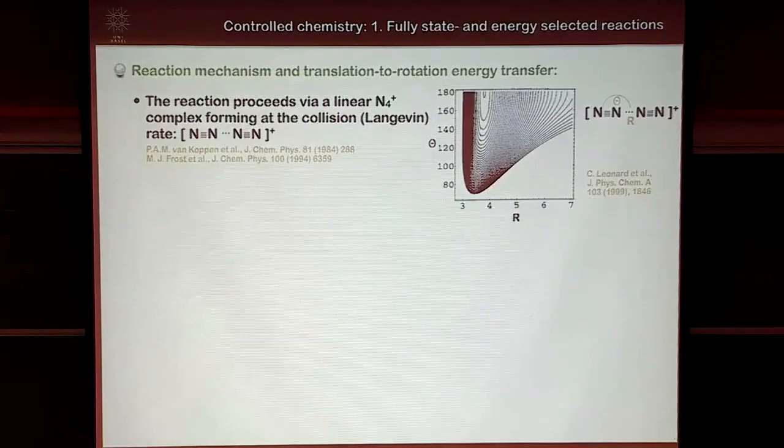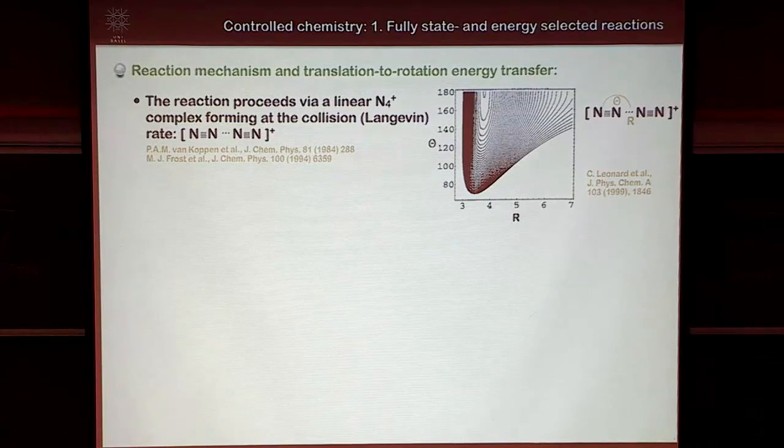So how can one understand this? On first sight, this might look a bit puzzling if one knows a bit about the background of this reaction, because it has been known that this reaction proceeds via a linear N4+ reaction complex. So our reactants are linear, this complex is linear, the reaction coordinate is linear. So how do we get rotational excitation here of the product?